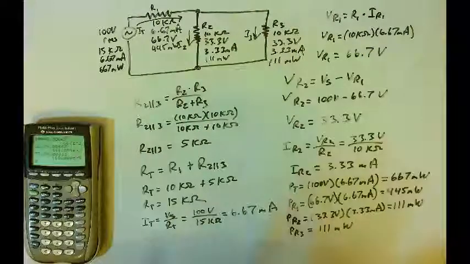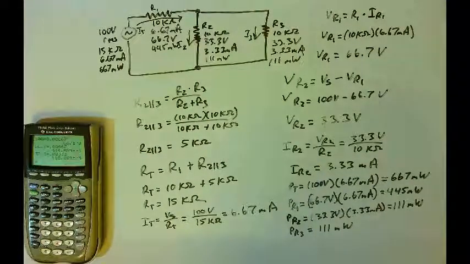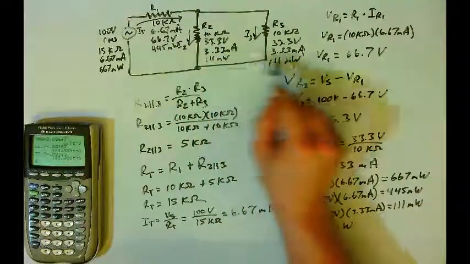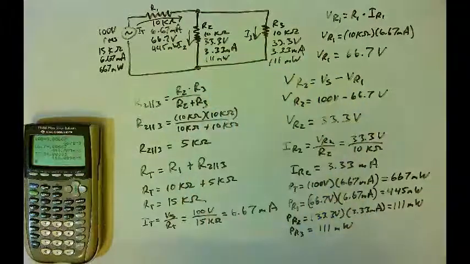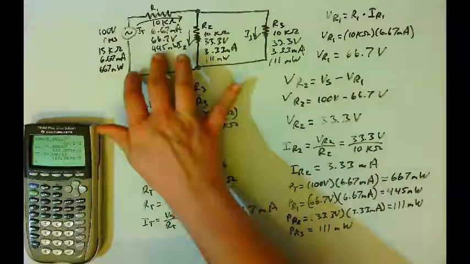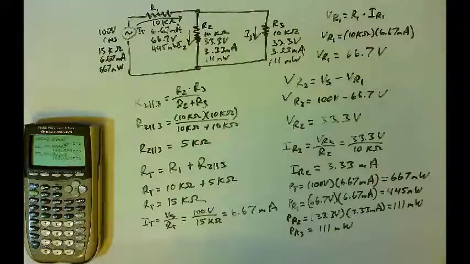And so this is a good reminder for us that the sum of all of the powers in the circuit, regardless of whether the components are in series or parallel, should add up to the total power of the circuit. And you can see that 445 plus 111 plus 111 is in fact 667. And so this is a good way for us to check our answers. And so the circuit is solved.